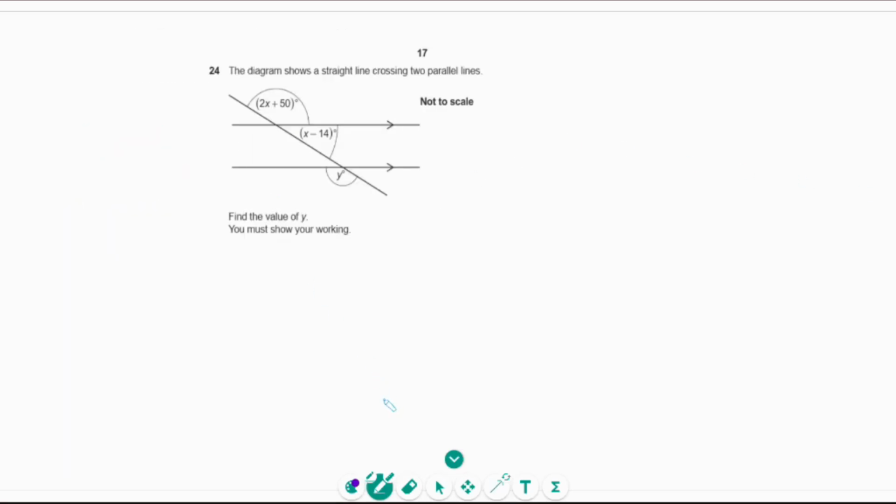Diagram shows a straight line crossing through 2 parallel lines. Find the value of y. These 2 angles are next to each other in a straight line. I know that 2x plus 50 add x minus 14 is equal to 180 degrees. Let me simplify this to solve and find x. 2x plus x is 3x. 50 take away 14 is 36.